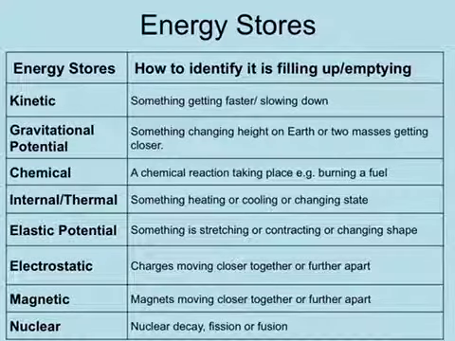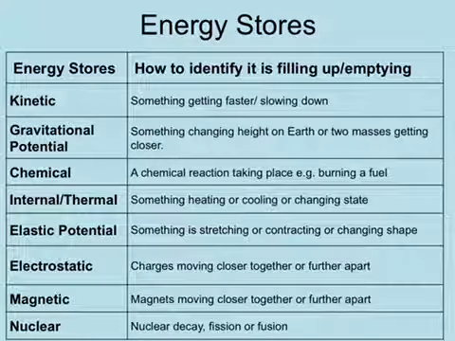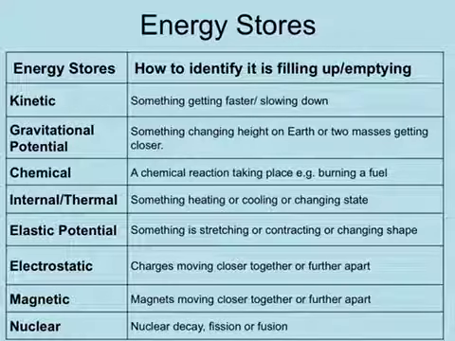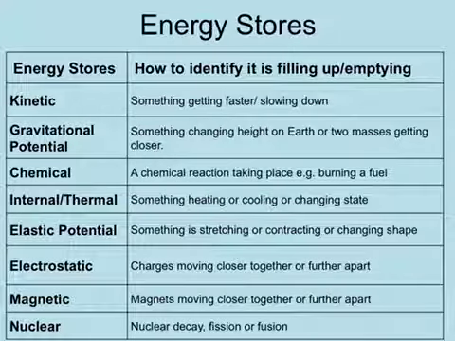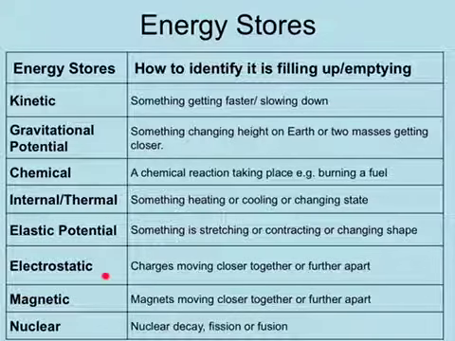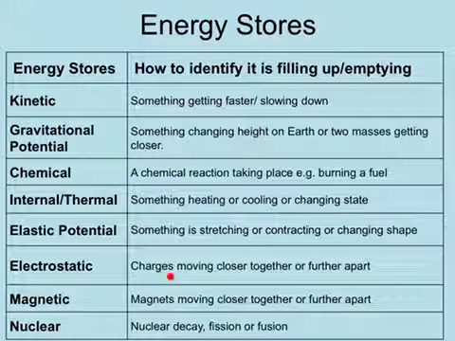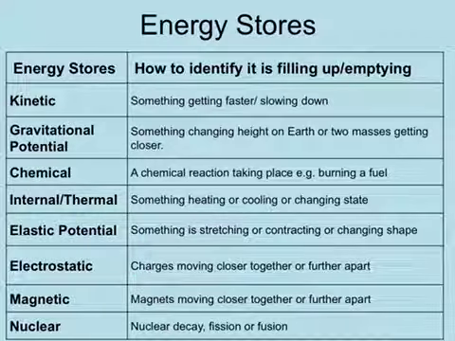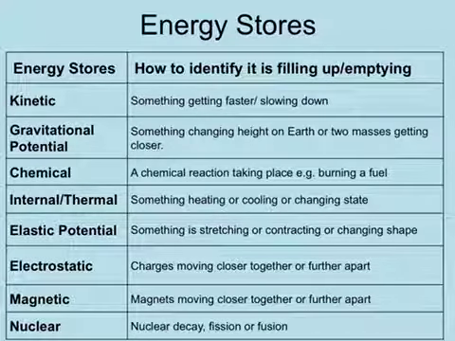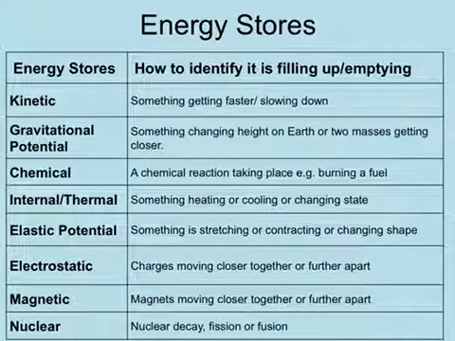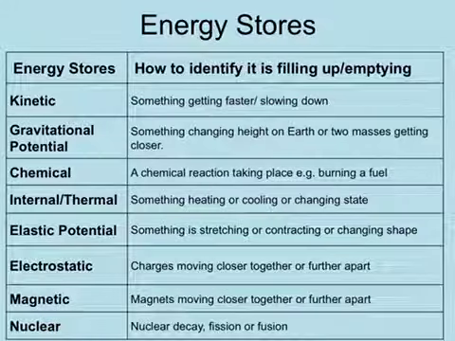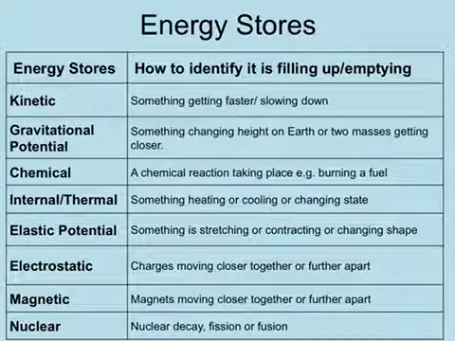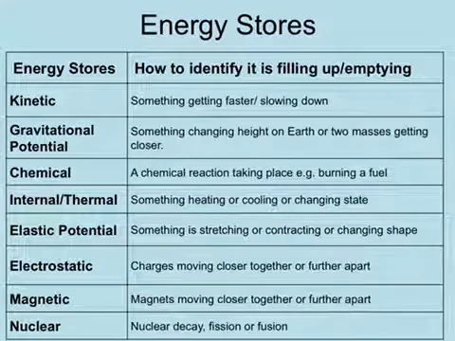And then the final three stores are much less important at GCSE than the others. They tend not to come up nearly as much. We've got the electrostatic store, for when positive or negative charges move closer together or get further apart. Magnetic, for when magnets are moving closer or getting further apart. And nuclear, to do with nuclear decay, fission and fusion.